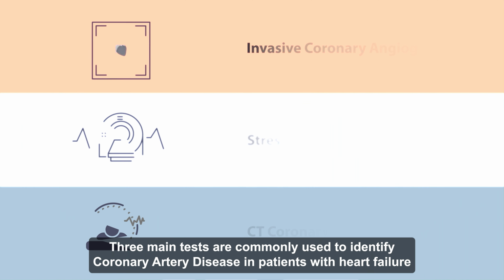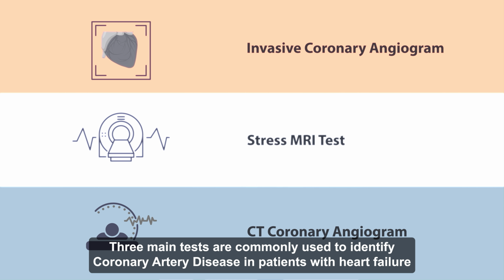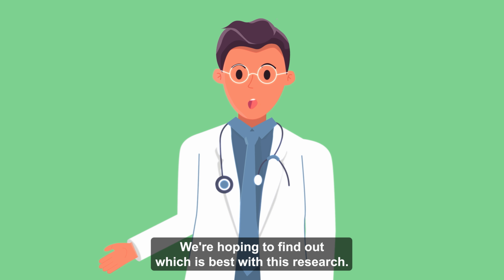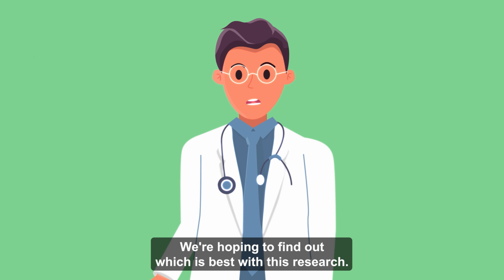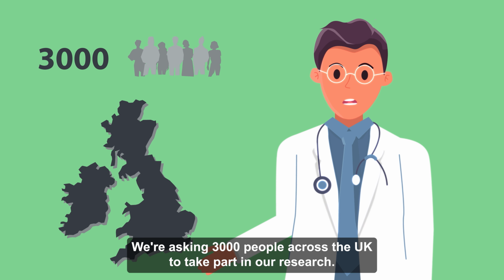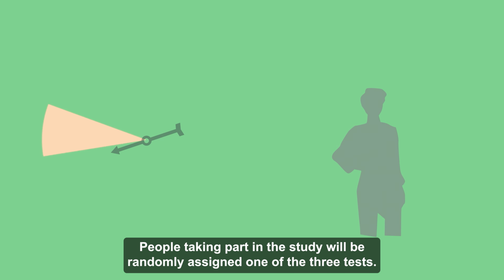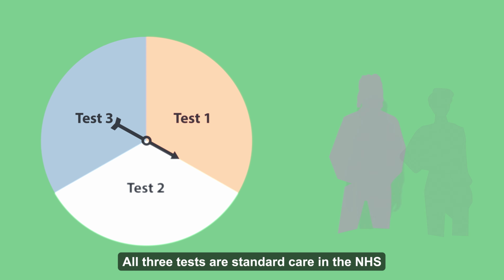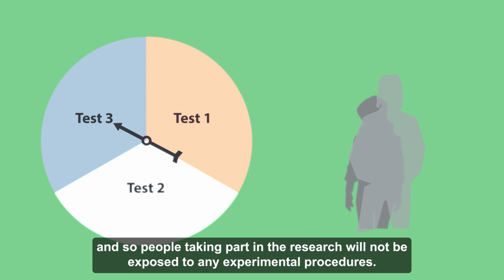3 main tests are commonly used to identify coronary artery disease in patients with heart failure, but we don't know which of these tests are best for patients. We're hoping to find out which is best with this research. We're asking 3,000 people across the UK to take part in our research. People taking part in the study will be randomly assigned one of the 3 tests. All 3 tests are standard care in the NHS, and so people taking part in the research will not be exposed to any experimental procedures.